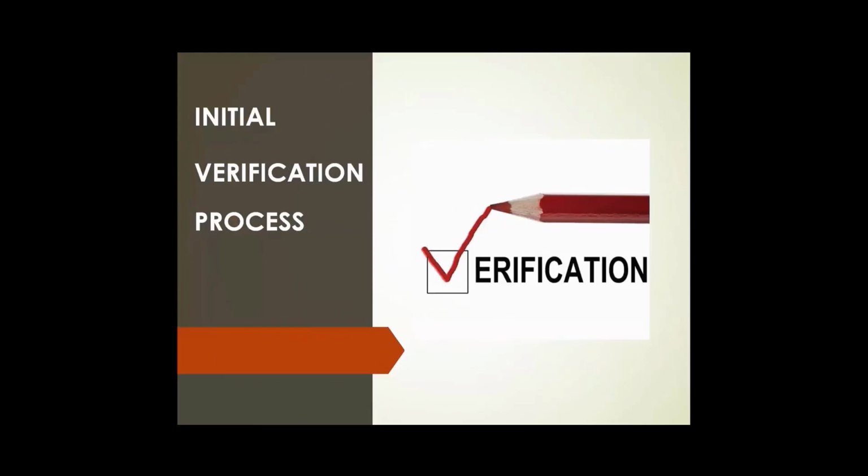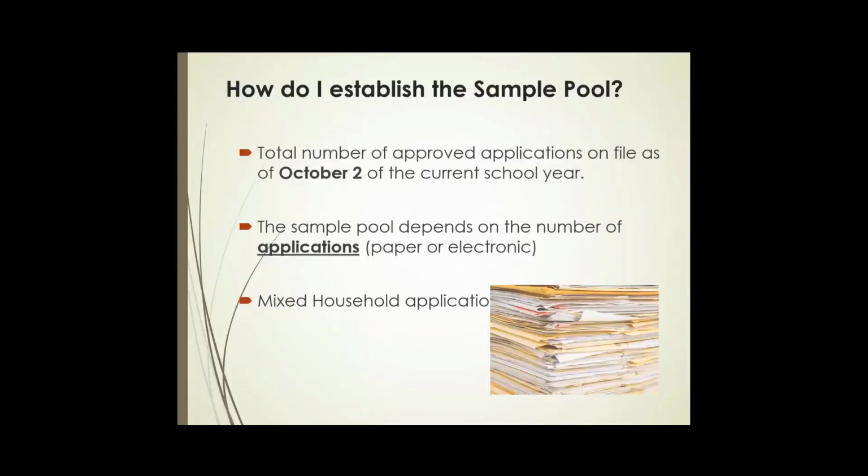So let's talk about the initial verification process. The first obvious question is, how do I establish the sample pool? The sample pool uses the total number of approved applications on file as of October the 2nd of the current school year. LEAs may choose not to count applications for students in split session kindergarten programs participating in the special milk program when determining the verification sample pool.